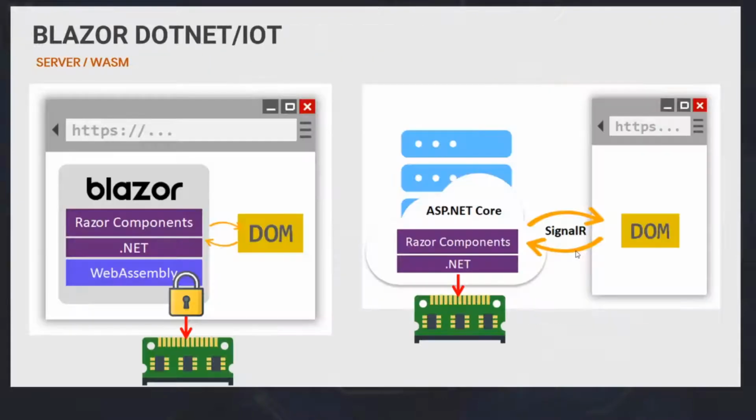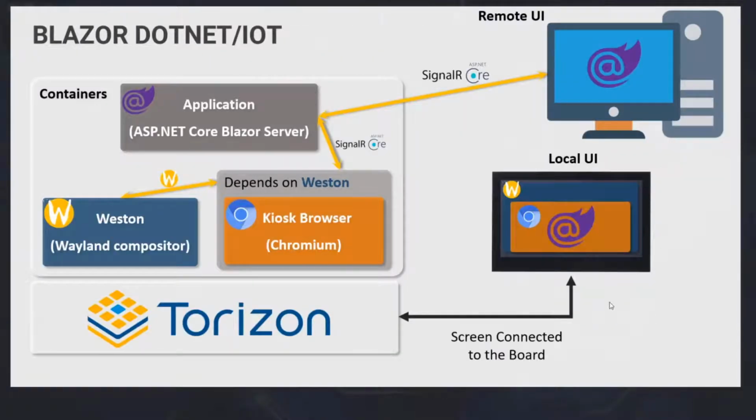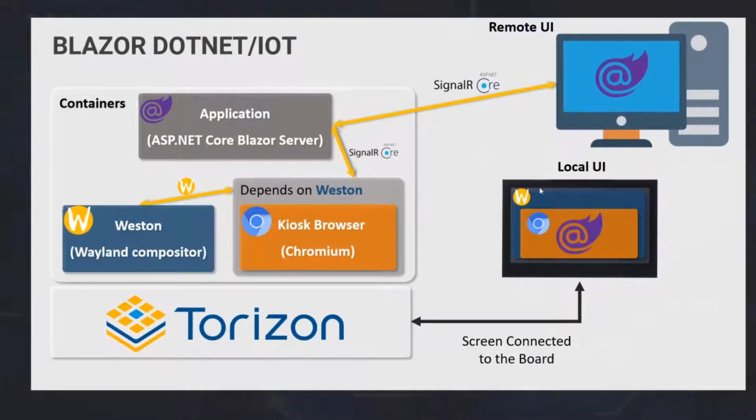Okay, so another image that I want to show is this one. As you see here, I have the screen that I show, right? That I'm calling here a local UI, a local user interface. This is connected via HDMI on my device, right? And on my device, I'm running Horizon, the operating system that runs Docker runtime.